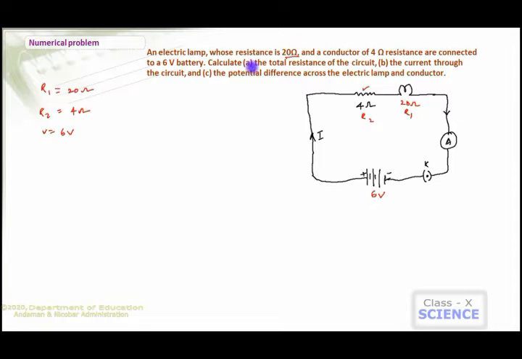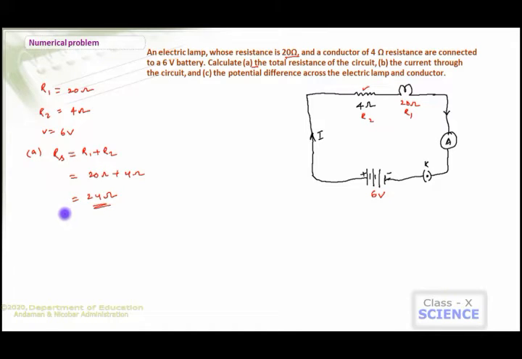According to the question, the first part is that we have to find the total resistance, right? Here the resistors are connected in series, so we have to find R series. We know that R series is equal to the sum of all the resistors connected in series. So here R1 plus R2. By substituting the values, R1 is 20 ohm plus R2 is 4 ohm, so 20 plus 4 is 24 ohm. So this is the first part.